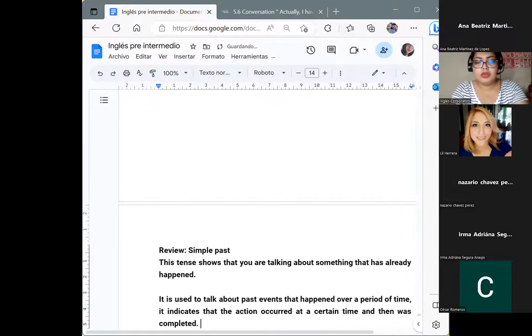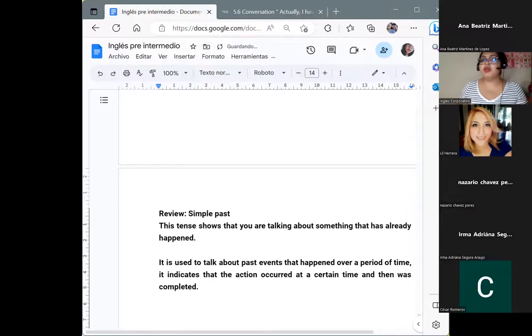Okay. It's very clear that we know that when we are talking about the past, we are talking about this kind of statements, this kind of actions, in which we are very secure that the actions had ended in a period of time. They were completed in that specific time.